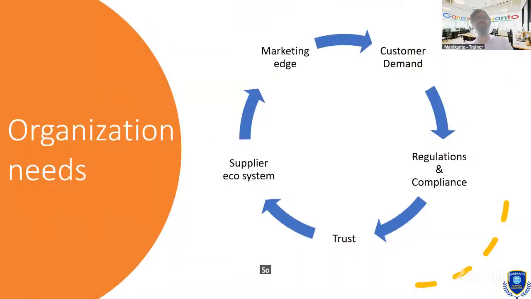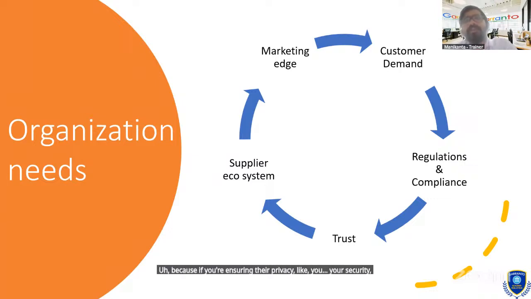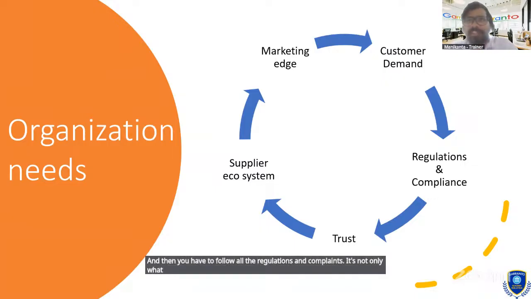So why? What is the ROI I'm getting? What is the requirement I have? So if you have very strong privacy, then the customer demand will keep on increasing. You can attract more customers because if you are ensuring their privacy, like your security, you have very good word of mouth, and the branding is pretty high. And then you have to follow all the regulations and compliance. It's not only what I'm saying, that you have to follow the law.